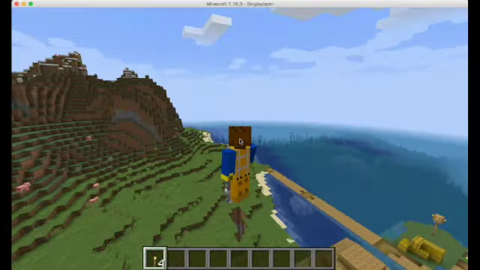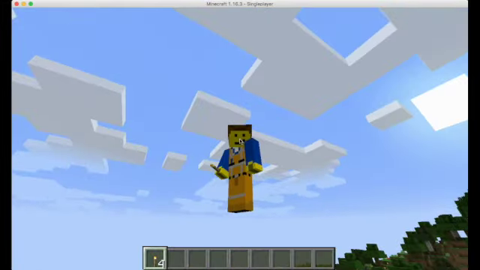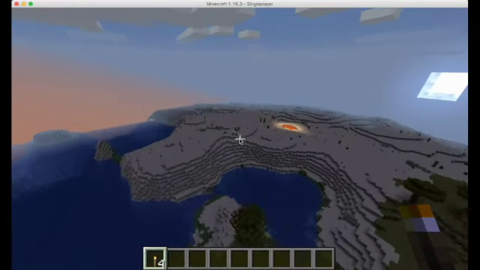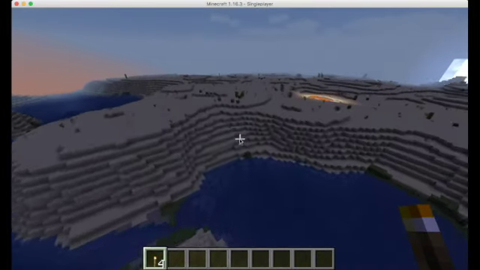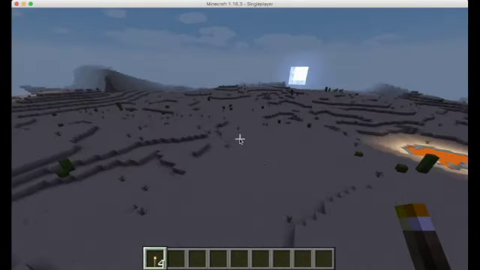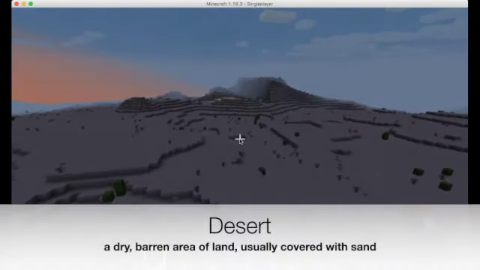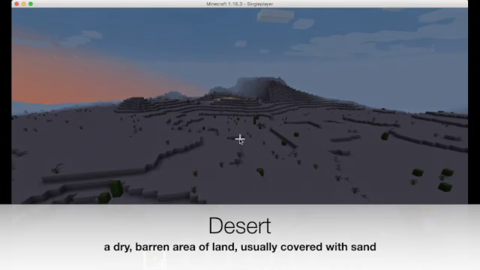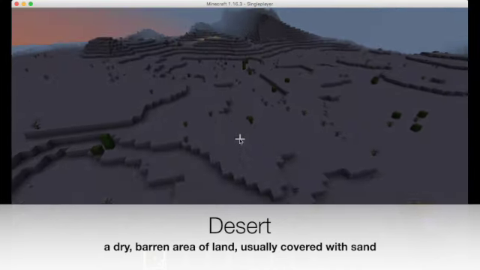And I want to go ahead and show you. Oh, here we go. This is what we need. So this is our next landform, which is kind of more of a biome. This is a desert. So a desert is a dry, barren area of land usually covered with sand.